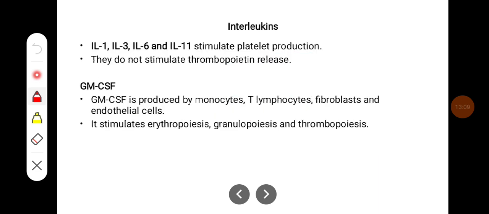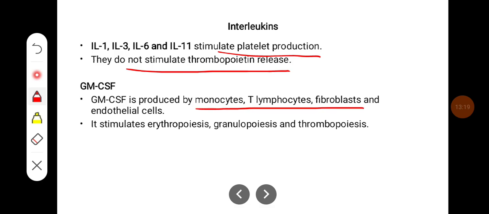Interleukins 1, 3, 6, 11 stimulate platelet production. They do not stimulate thrombopoietin release. The GM-CSF is produced by monocytes, T lymphocytes, fibroblasts, and endothelial cells. They stimulate erythropoiesis, granulopoiesis, and also thrombopoiesis.